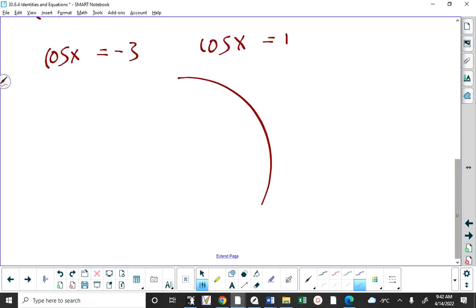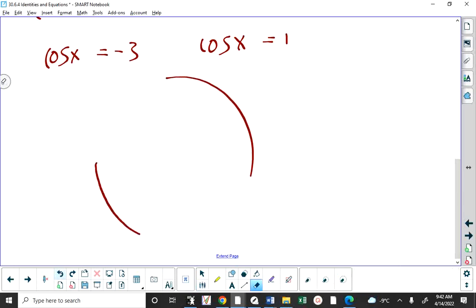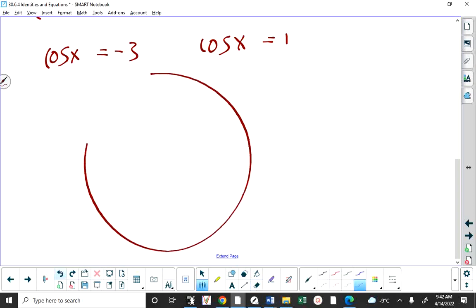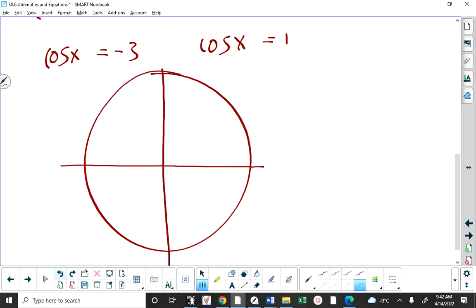We have the unit circle, which has a radius of 1. I'm going to do that again. We have a unit circle with a radius of 1. So the radius of this is 1.